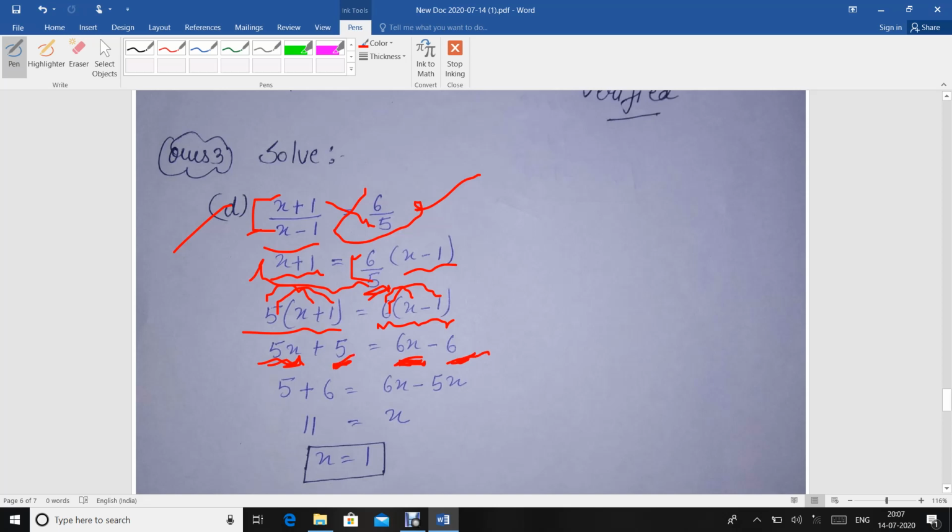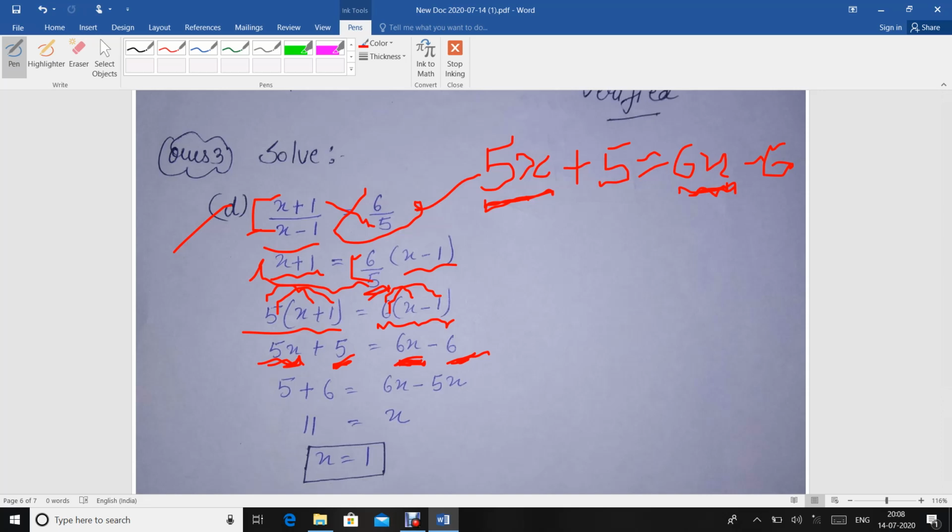Now you have 6x plus 6 is equal to 5x minus 5. You have to collect the variables, means you have to collect the literal factors and you have to separate the constant. This is the transposition method. See, 6x is on the left hand side and 5x is on the right hand side.